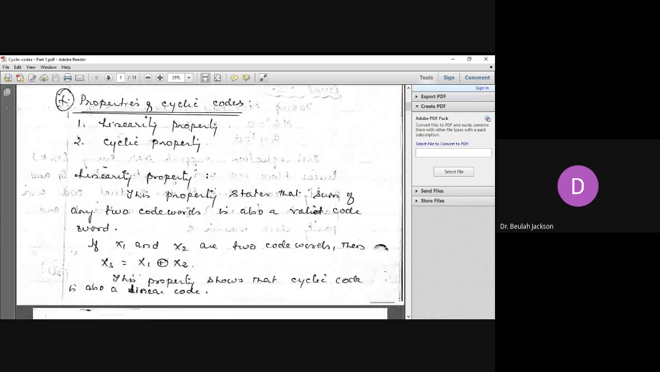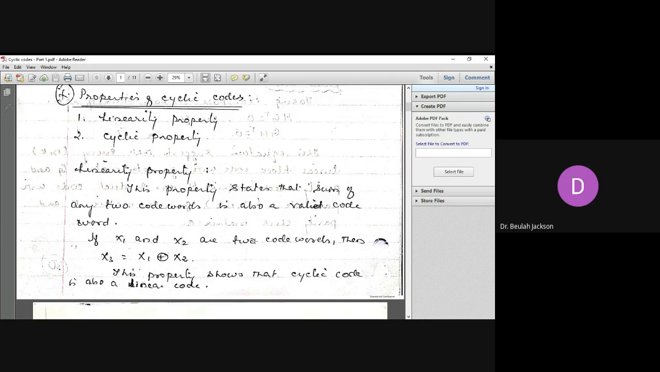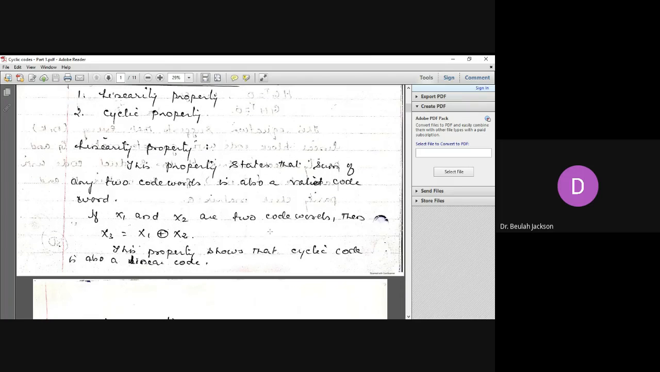There are two properties of the cyclic codes. First one is the linearity property and the second is cyclic property. You know what is the linearity property? So in this property, if you add any two code vectors, then the resultant vector is also a valid code word. So if x1 and x2 are two code words, then x3 is equal to x1 modulo addition of x2.